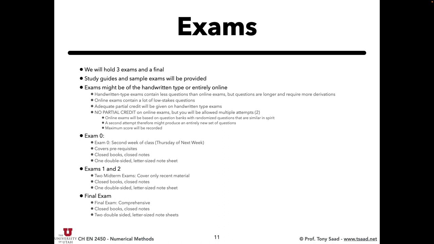If it is of the online type, you'll get many questions, multiple attempts, but no partial credit. Because these are low-stakes questions, there's no room for partial credit. The answer is either yes or no, not maybe or depends on my mood. It's just either yes or no, or true or false, right?